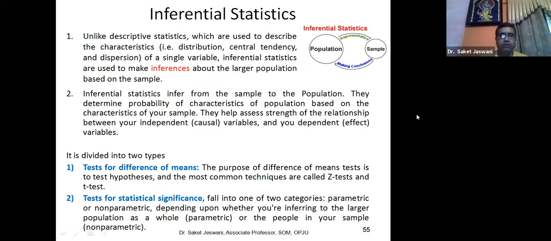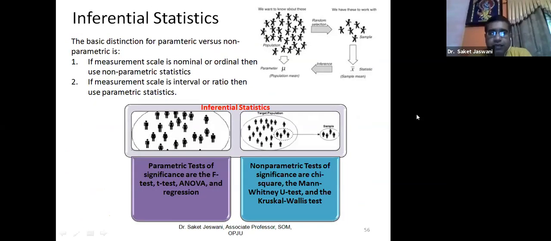For difference of means, we use t-test or z-test. And for statistical significance, there are two types of tests, parametric and non-parametric. This is important. Okay. So parametric test and non-parametric test. In parametric test, we always use interval or ratio scale. So if we have used interval and ratio scale, and our data is normal, we use F-test, T-test, Z-test, ANOVA, and regression.